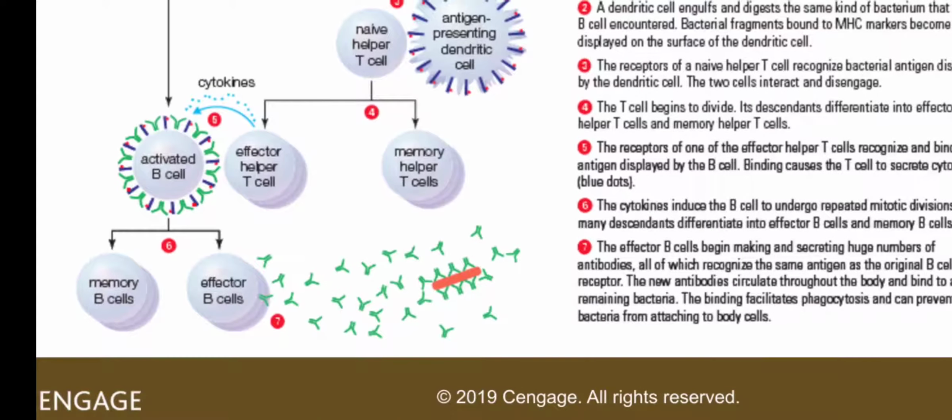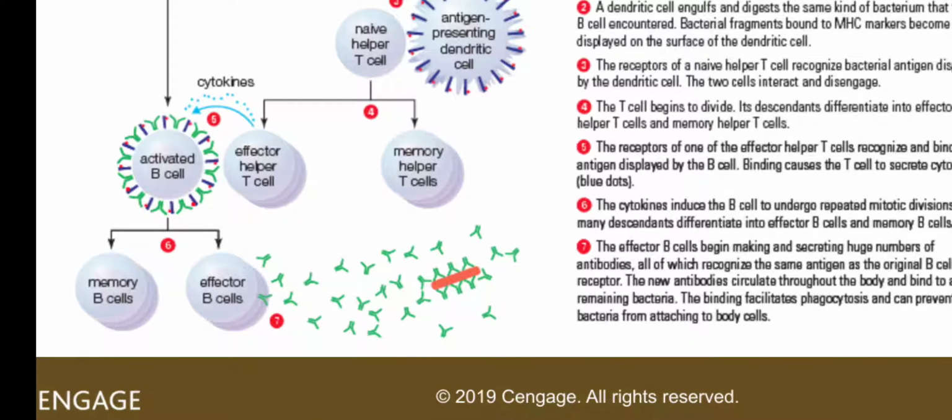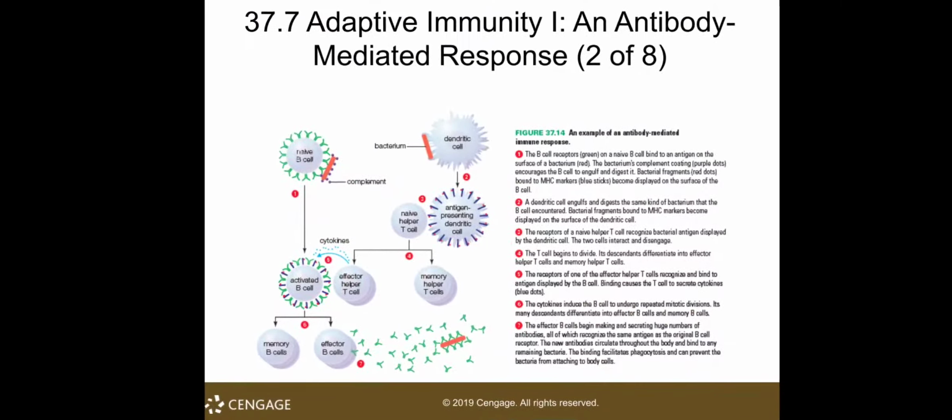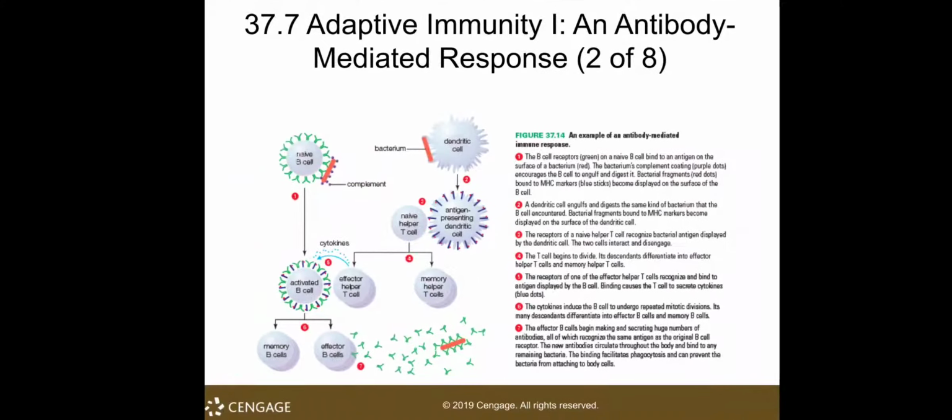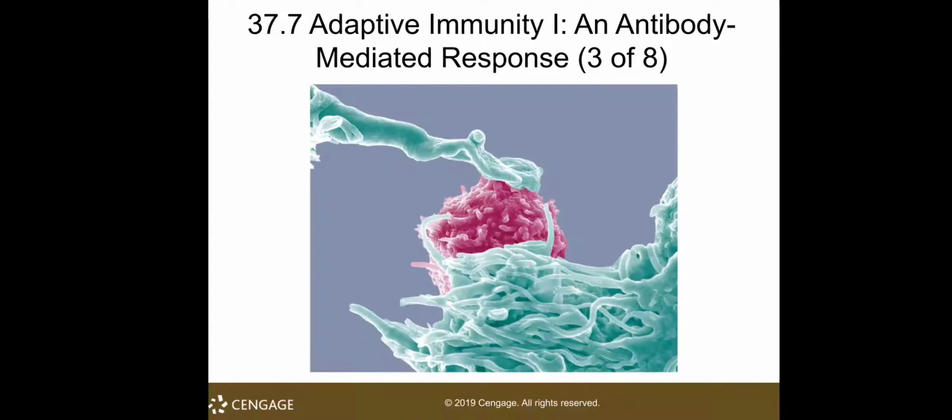The activated B cell divisions will produce memory B cells that will be retained by the body for a long time as a memory of that antigen, or that bacteria, and an effector B cell, which is the one that will release the antibodies against that particular pathogen or bacteria. So basically, this is the antibody-mediated cell response. You have the B cells and T cells helping one another. Okay, next slide.